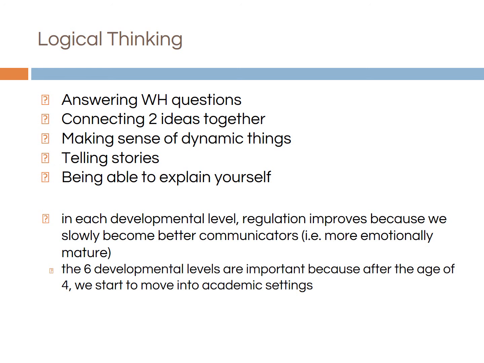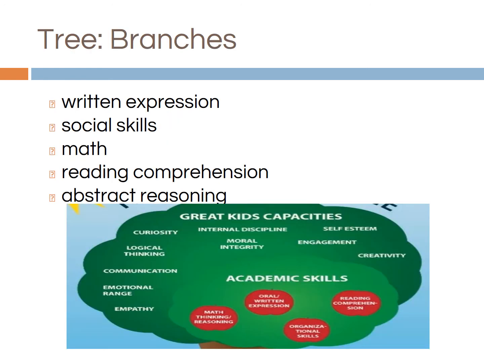The 6 stages I have covered are important because after the age of 4, we start to move into an academic setting. This then leads to the formation of the tree branches, such as the child's academic skills, which I'll talk about in the next few slides. So now we finished talking about the tree trunk. Now we start talking about the branches, which include written expression, social skills, math, reading comprehension, and abstract reasoning. Without the foundation of these 6 developmental levels, it is difficult for a child to do any of these things.